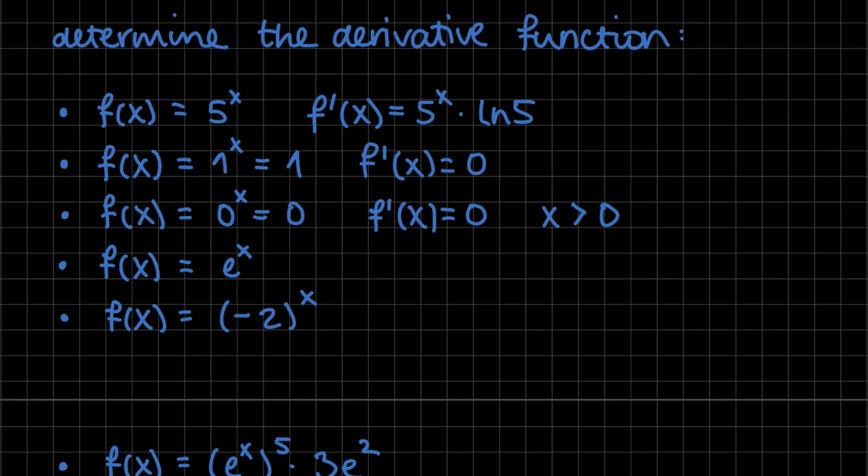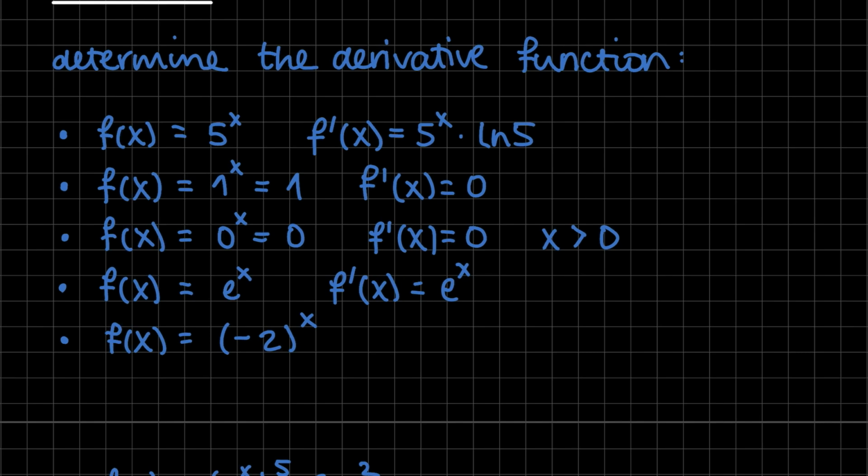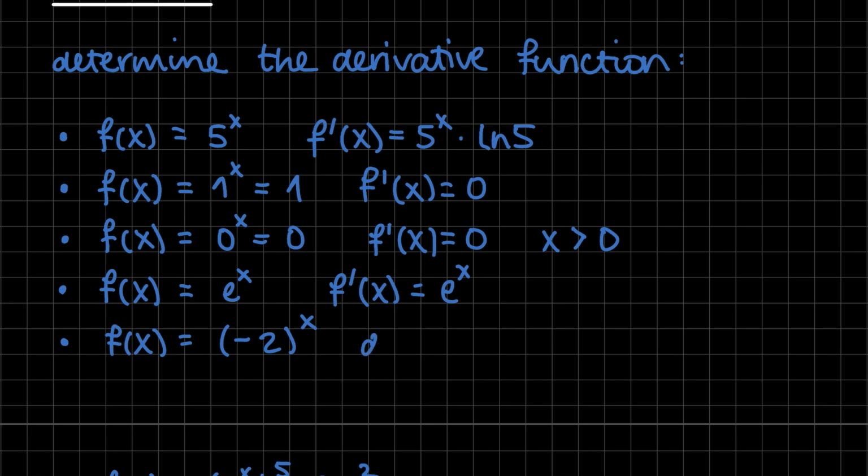And the next function is e to the power of x. We already did this example, so we know that the derivative is e to the x. It's a function which is its own derivative. Okay, so the next function is f of x equals negative 2 to the power of x. Before thinking about taking a derivative or using an exponential rule, you have to realize that this function does not exist.